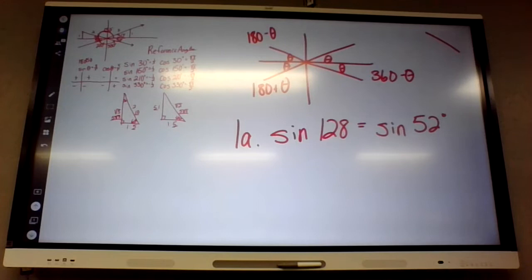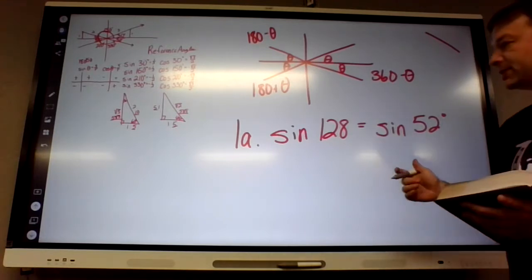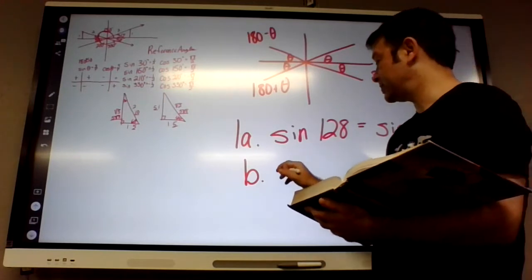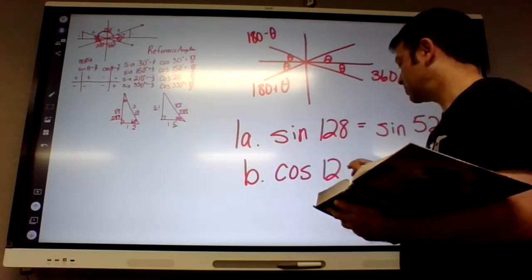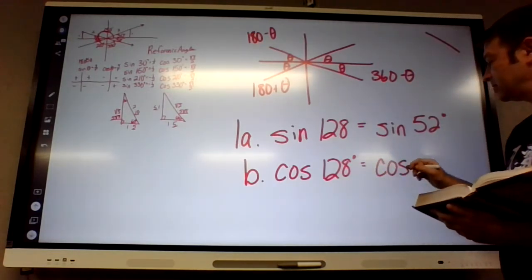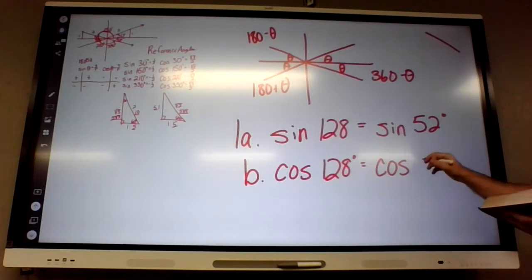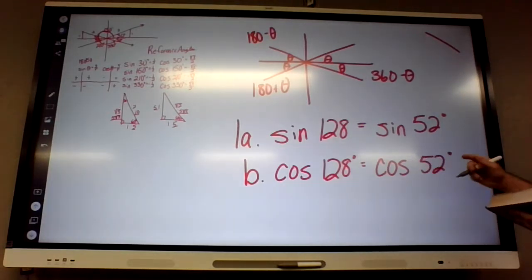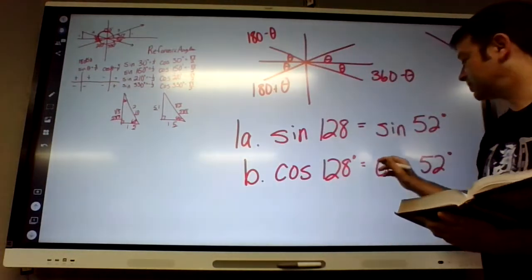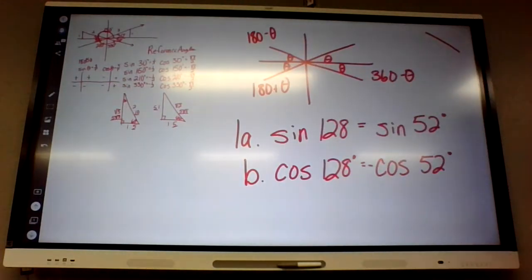Does that make sense? Kind of. If you plug these two things into the calculator, they'll give you the same answer. That's kind of what we're saying here. All right, and then cosine of 128 is going to equal cosine of, we kind of already did it, cosine of 52 degrees. But is cosine positive or negative in the second quadrant? Negative. So I should put a negative on that one.